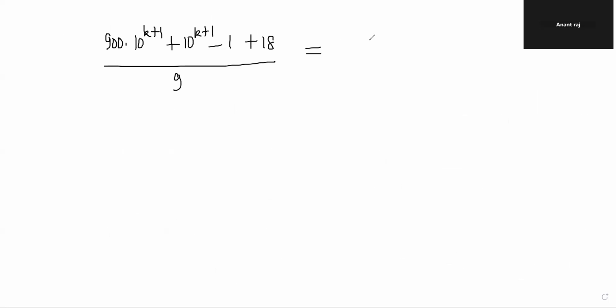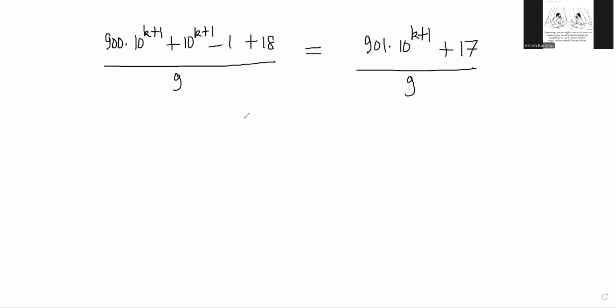Okay, this expression we will simplify. Taking 9 common, we'll get 900 into 10 power k plus 1 plus 10 power k plus 1 minus 1 plus 18. So this is becoming 901 into 10 power k plus 1, and plus 17, divided by 9, right?